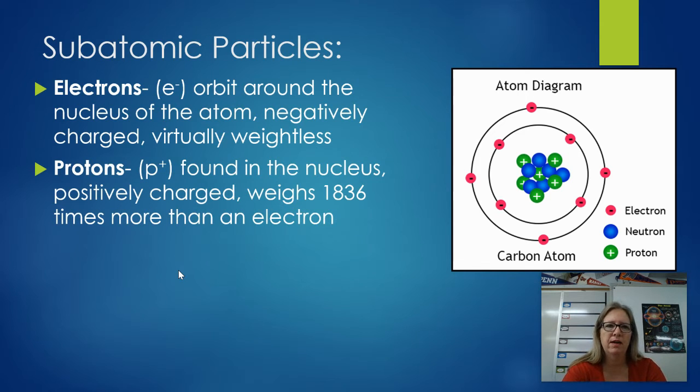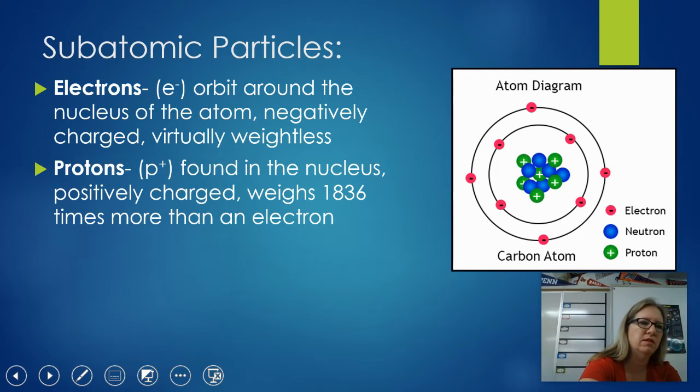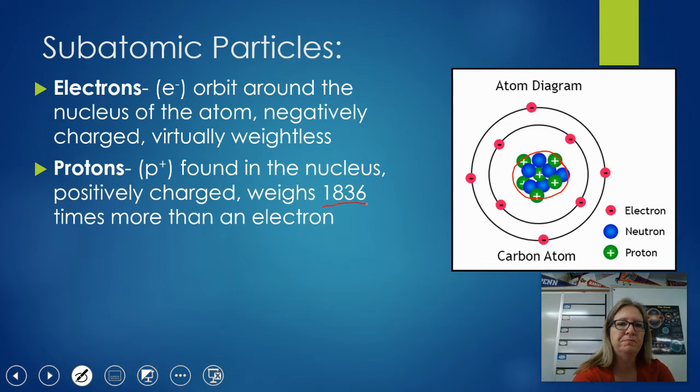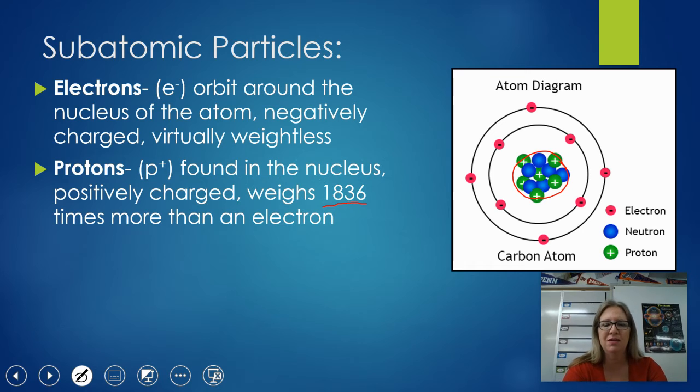To counteract that negative charge, we've got protons, which are positively charged, found in the nucleus, the center part of the atom right here. So this would be considered the nucleus. Those green balls with the little pluses on them, those are the protons. They're positively charged. Now, a lot of the weight of the atom comes from the nucleus, okay? The proton weighs 1,836 times more than an electron, okay?